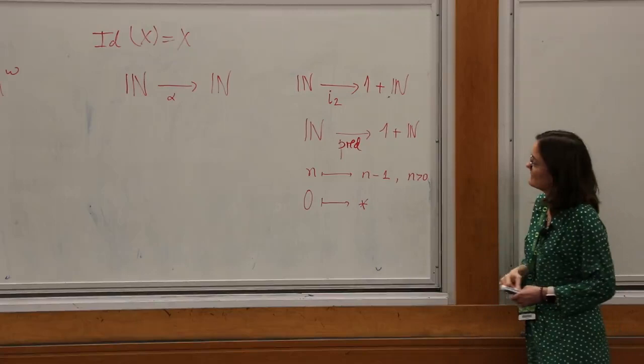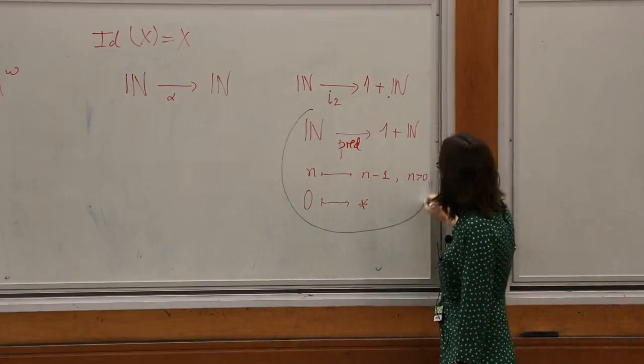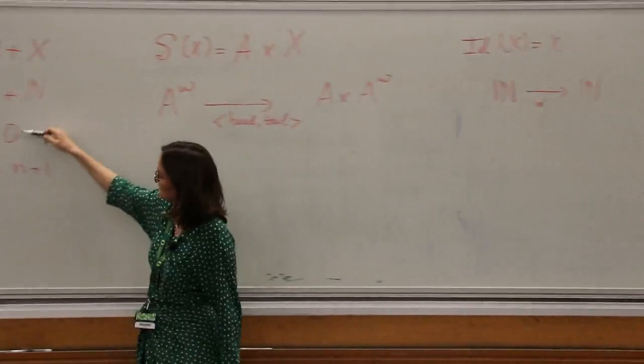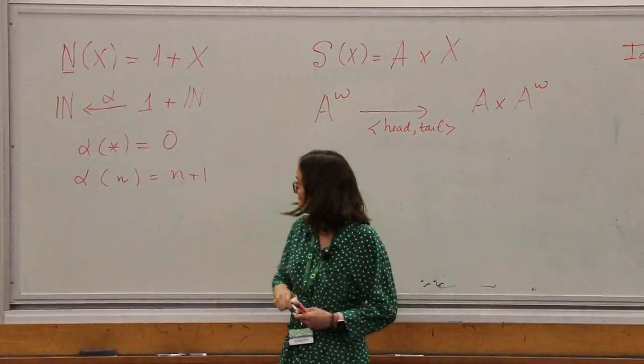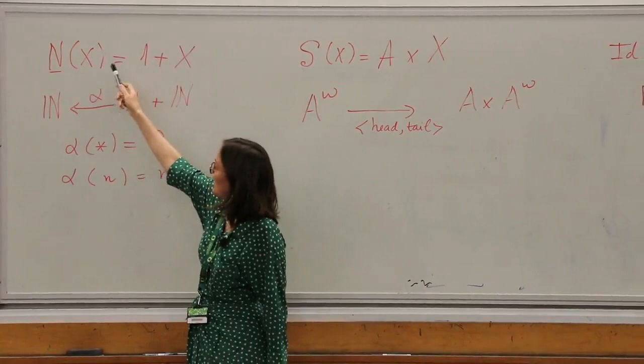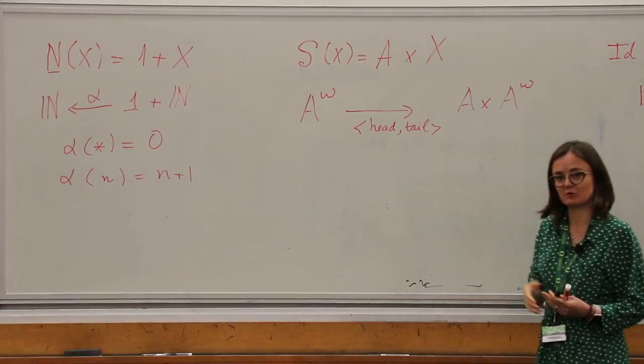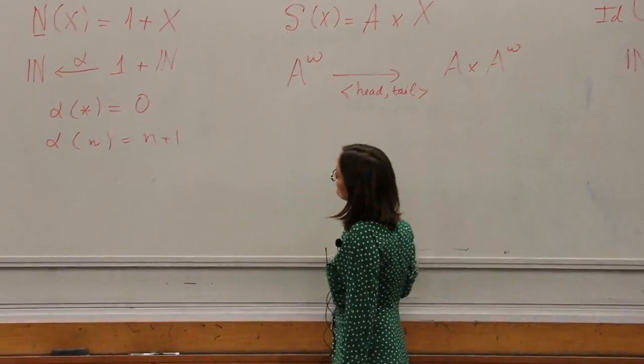It so happens that this example with predecessor is very much connected with this example of an algebra because it will give you an inverse function. In fact, the natural numbers have a very special property for this algebra, and that's where the induction principle on the natural numbers comes from, and that's what I'll do next. So these are examples of algebras and coalgebras.